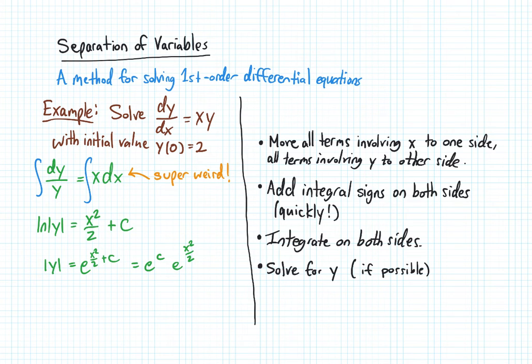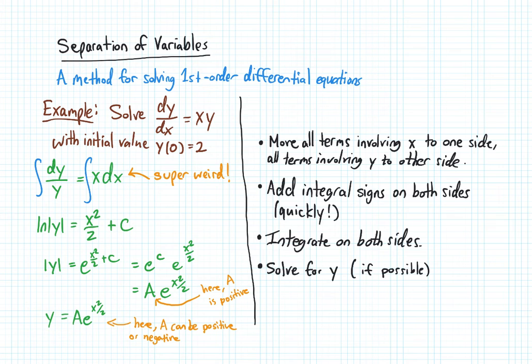So the first thing is that you can rewrite e^(x²/2 + c) as e^c times e^(x²/2). And then, since c is a constant, e^c is a constant, and we can rewrite that with a new letter. Let's call it a. But because e to the power of anything is always positive, this a is positive. And now we can drop the absolute value sign on the left, and the corresponding thing on the right is to now allow the a to be either positive or negative.